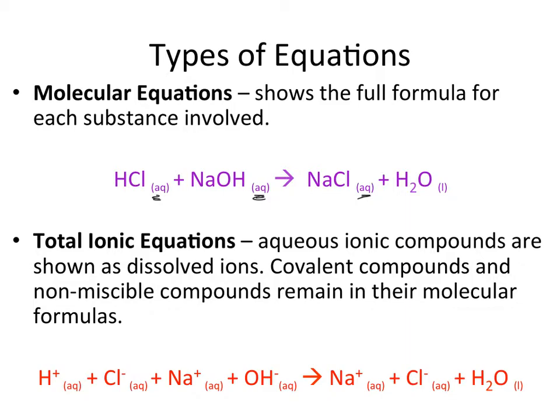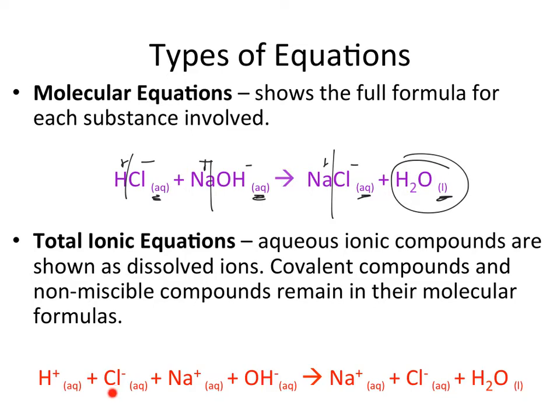Aqueous things will split up into their separate ions, in this case the H plus and the Cl minus, the Na plus and the OH minus, the Na plus and the Cl minus. But when we look at liquid or gas or solid, this is a molecular compound. This is not going to split up in water, at least for our purposes right now. So when we do split it up, we get our total ionic equation. It's all the dissolved ions, and you can see that we've split it up. We kept the states with them: aqueous, aqueous, aqueous, and the liquid, the one that we didn't split up.